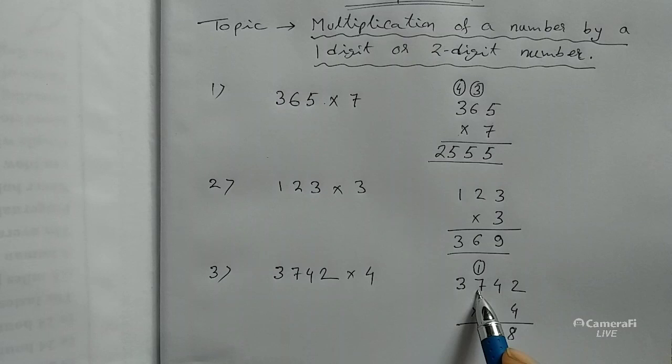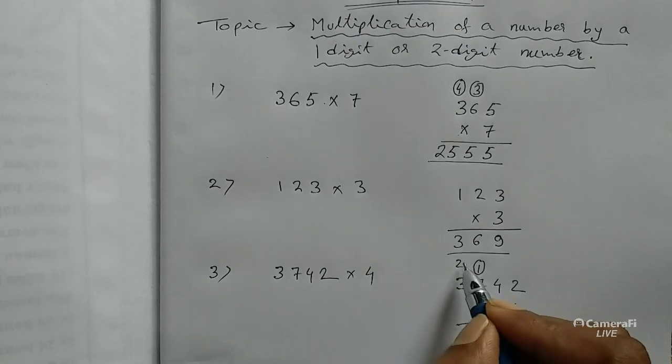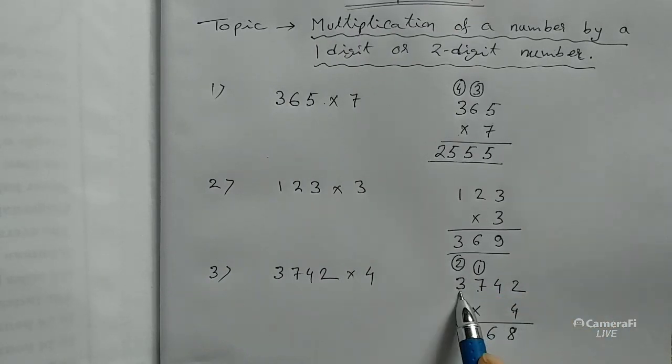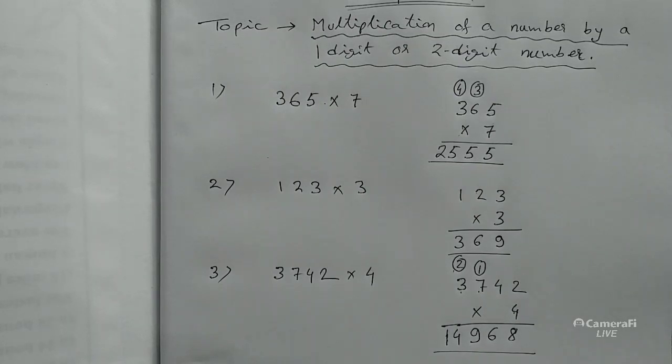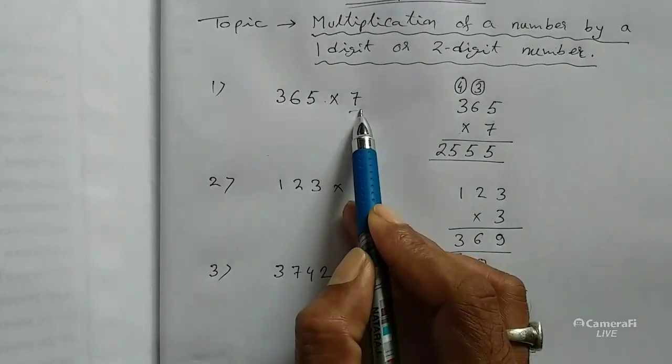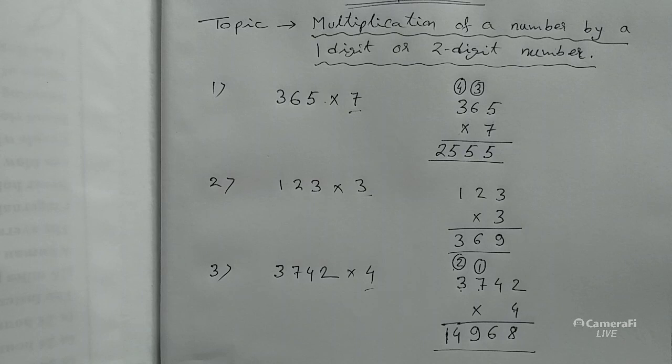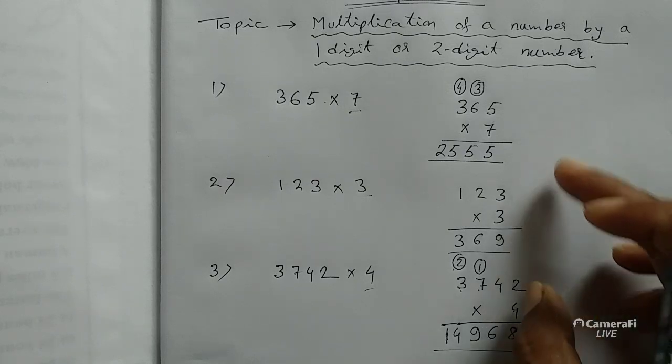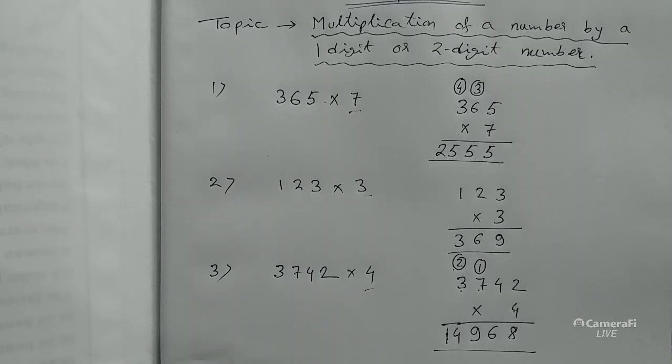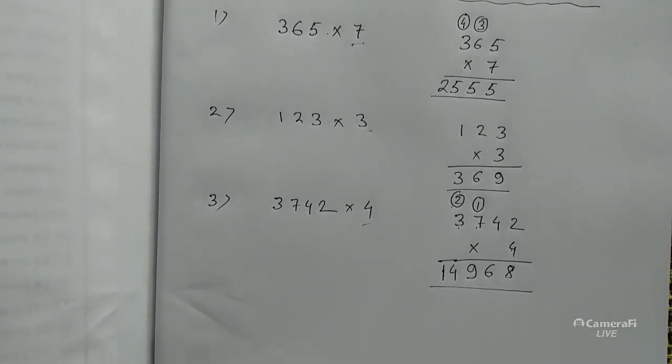4 7s are 28 plus carry 1 is 29. 9 is here, 2 carry above 3. 4 3s are 12. 12 plus 2 is 14. So this completes the multiplication and the result we get is 14,968. So in this way we can multiply any digit number by a one digit number. In every case I have taken only one digit number, here 7, here 3, here 4, and the multiplication process is in this way.